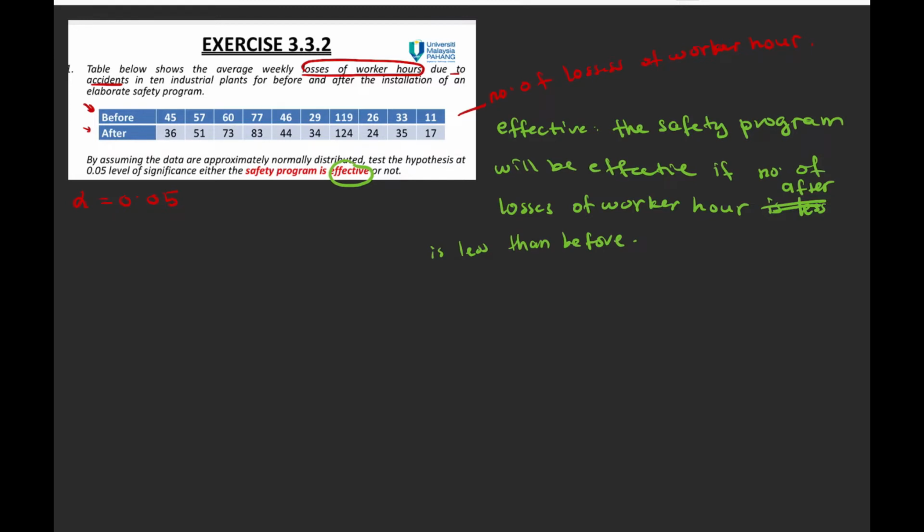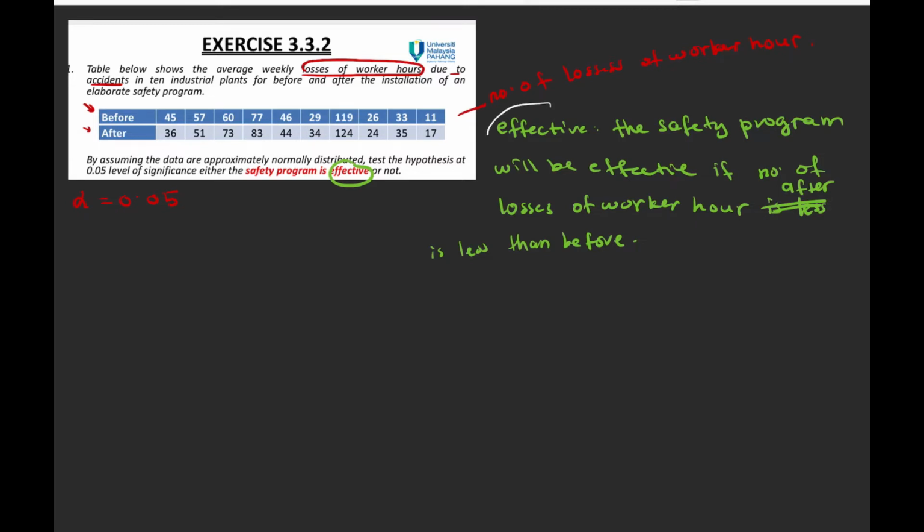So safety program tu efektif lah kalau number of losses of worker hours tu lagi sikit daripada yang sebelum dia install safety program. Okay, jadinya safety program tu efektif lah. So this is my claim. I claim that the safety program will be effective if the number of losses of worker hours after the safety program is installed is less than before. So this is my claim.